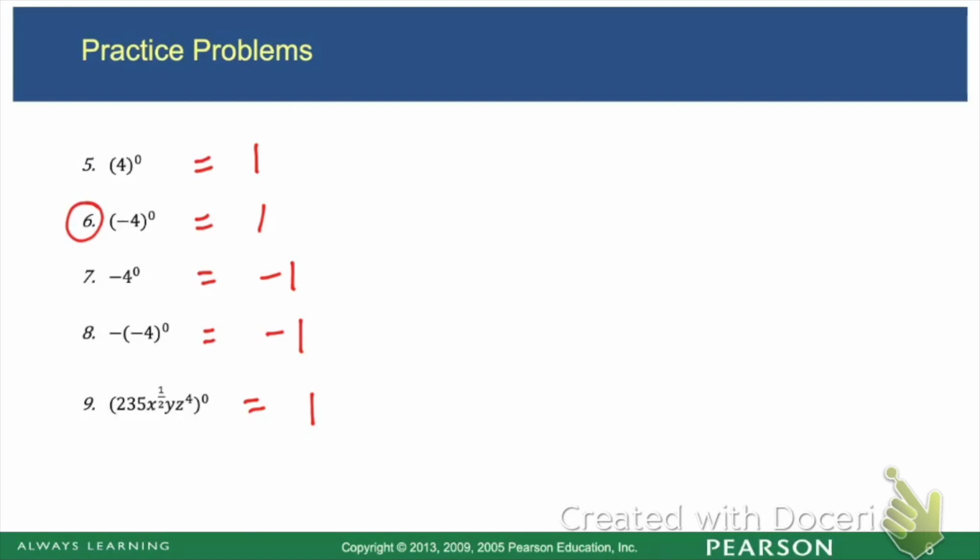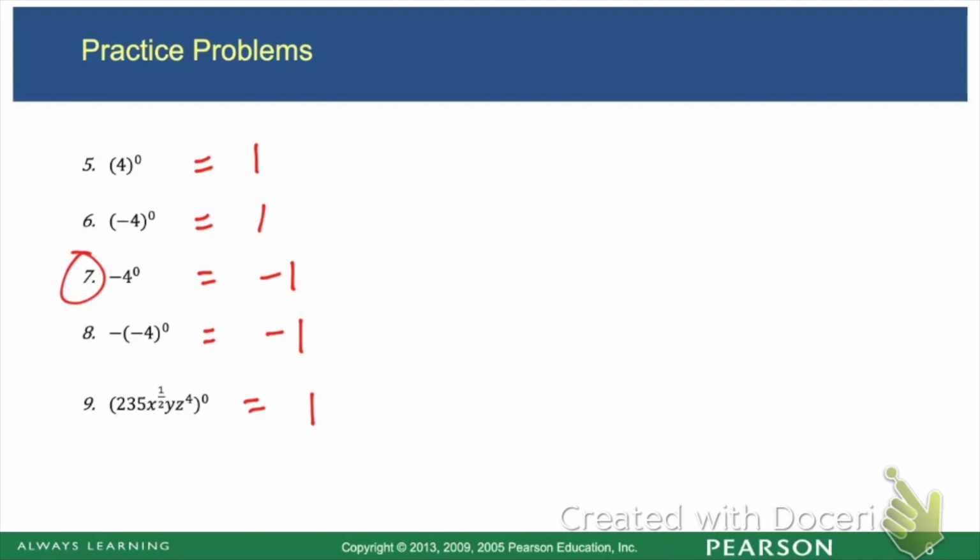Same thing with number 6, it's inside the parentheses, so I'm taking negative 4 is my base, I'm raising that entire thing to the 0 power, so it's 1. Number 7, there's no parentheses around that negative 4, so your base is only the 4. The negative is staying out front, so that's really the opposite of 4 to the 0 power. So the negative stays out front, and 4 to the 0 power is 1, so the answer is negative 1.